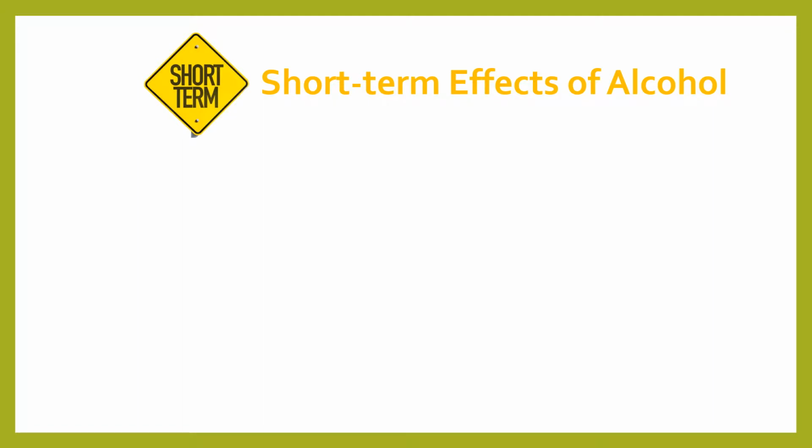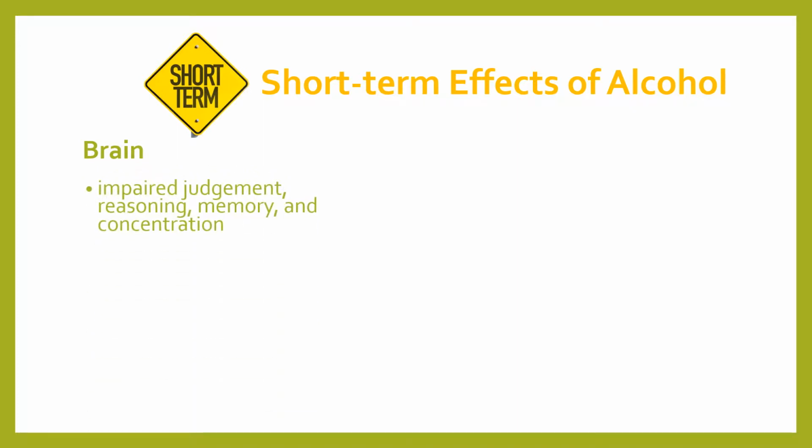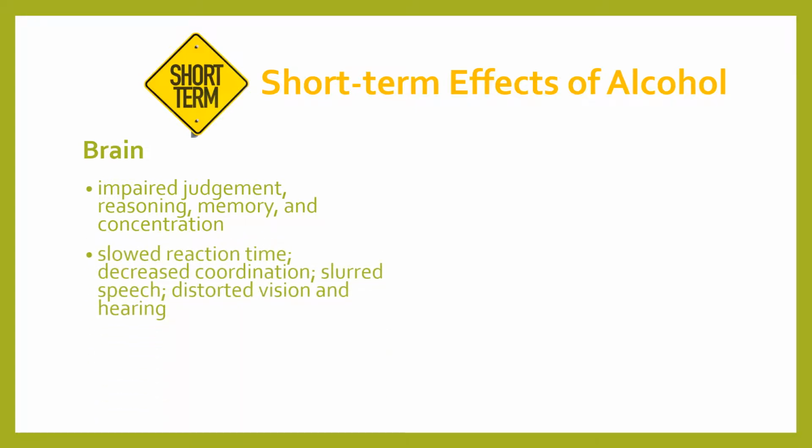Some of the short-term effects that happen to the brain are impaired memory and concentration, decreased reaction time and coordination, slurred speech, blurry vision. These all would make it kind of hard to drive a car, right? Reduced inhibitions and poor judgment, which can lead to an entire new set of problems.